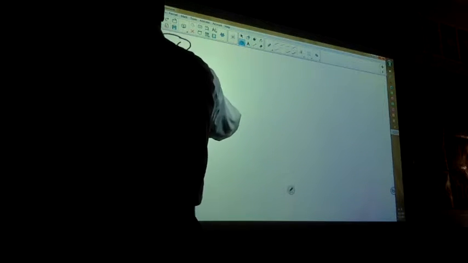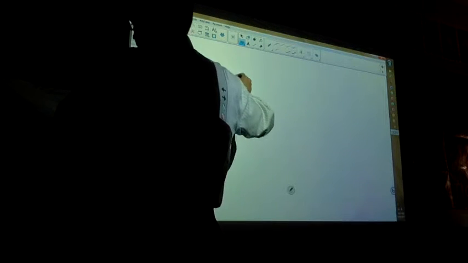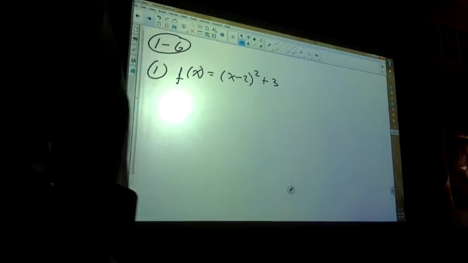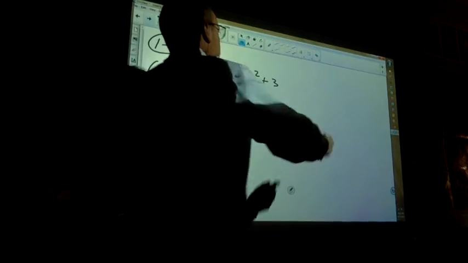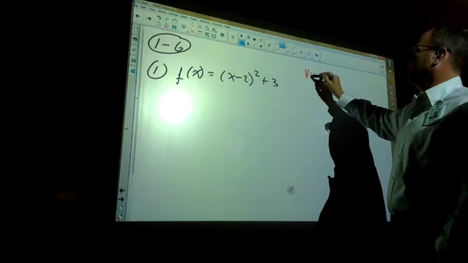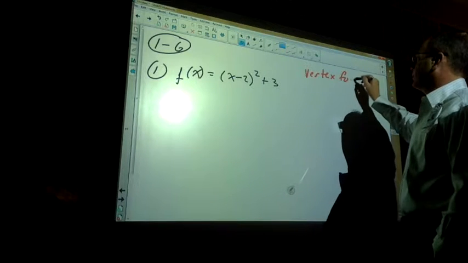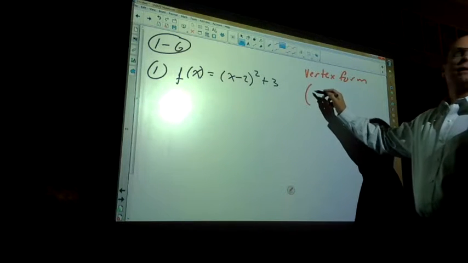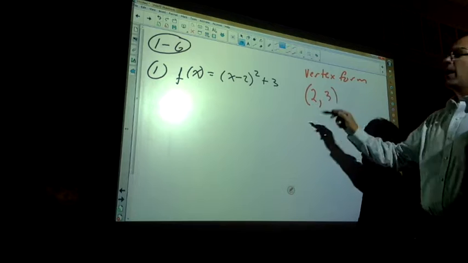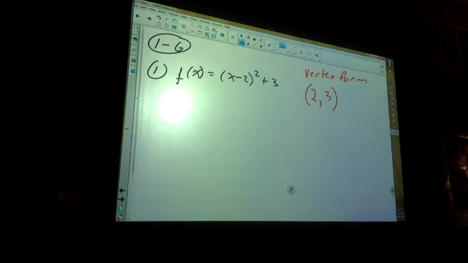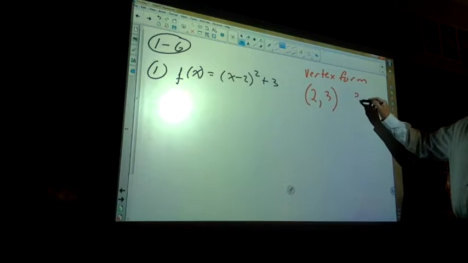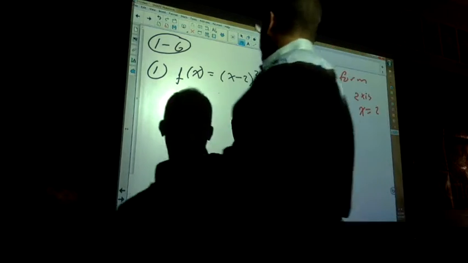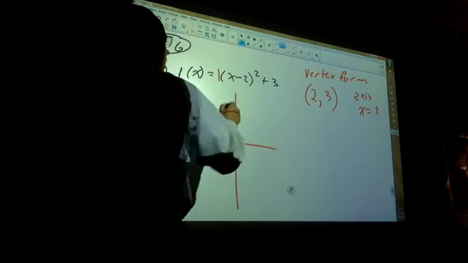All right, number 1. Say, hey, what form is this one set up in? Vertex form. It's in vertex form. Does that make sense? So the vertex is what? 2, 3. Remember, opposite value when it's grouped, same value outside. So 2, 3. My axis of symmetry is x equals 2. Does this grow 1, 3, 5? It does because I have a 1 out there, so it grows at 1, 3, 5.